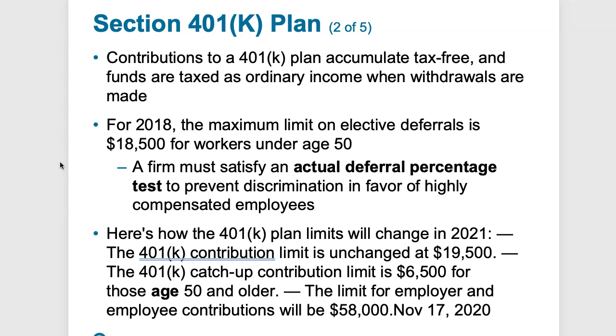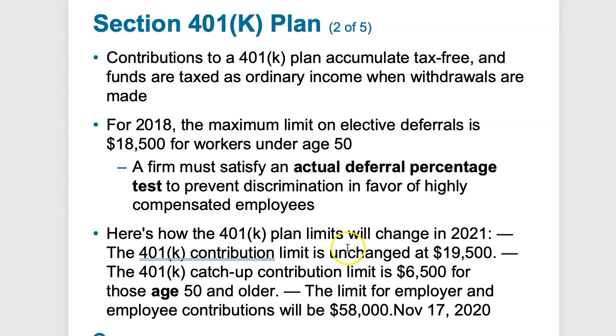The contribution limit is unchanged at $19,500 for under 50. Now this catch-up amount is for people age 50 and older, will be up to $6,500. So that means that in the catch-up phase, you can deduct from your salary $26,000. And the limit for the employer-employee contributions will be to a total of $58,000.